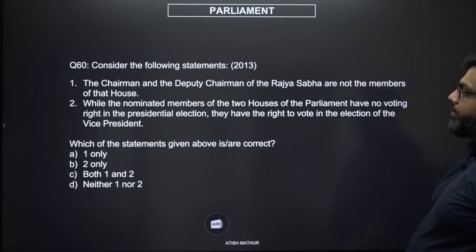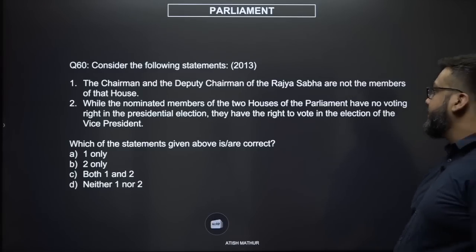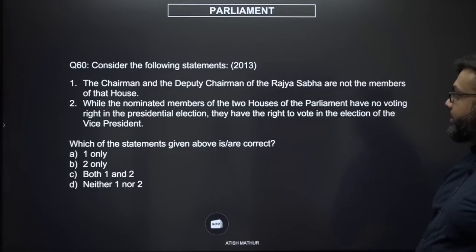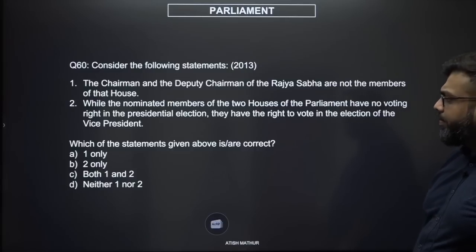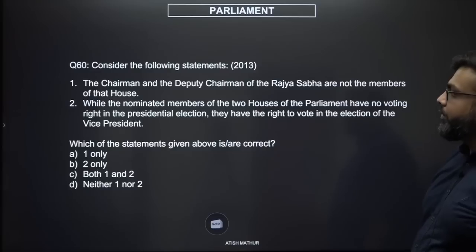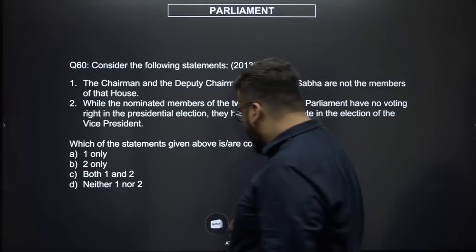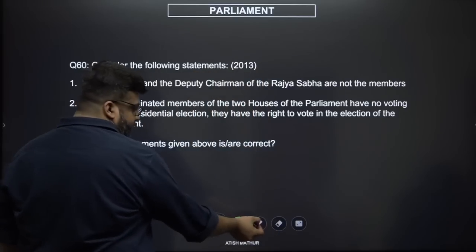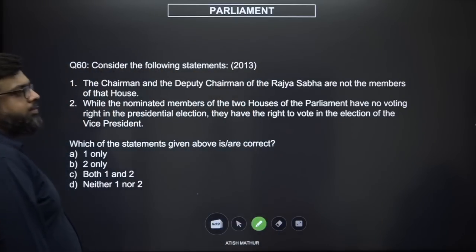Consider the following statements. The chairman and the deputy chairman of the Rajya Sabha are not members of that house. While the nominated members of the two houses of the parliament have no voting right in the presidential election, they have the right to vote in the election to the vice president. All right. Let's apply simple democratic mandate.